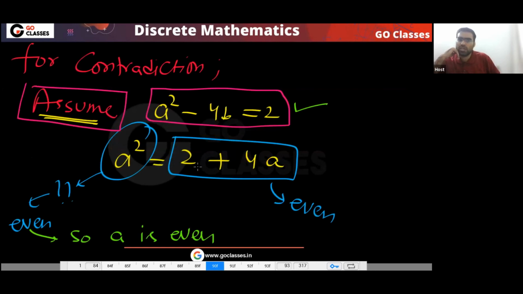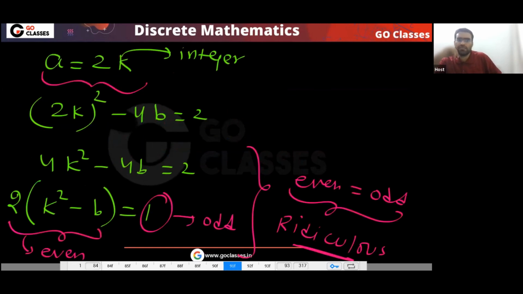Then what does it mean? It means a square is equal to 2 plus 4b. This 2 plus 4b is even, so a square is even. So a is even. A is even means a is equal to 2k. Now from here you got a contradiction, because this number is a multiple of 2, so it is even. Now you are saying even is equal to odd. So that is ridiculous.